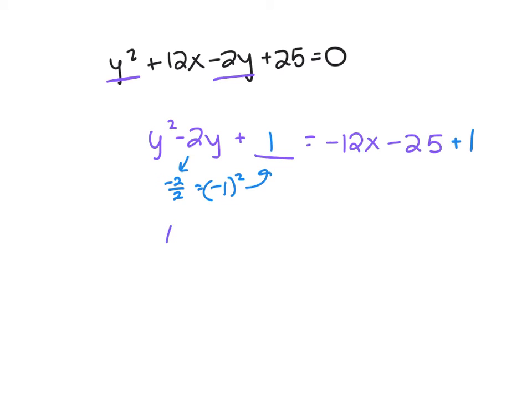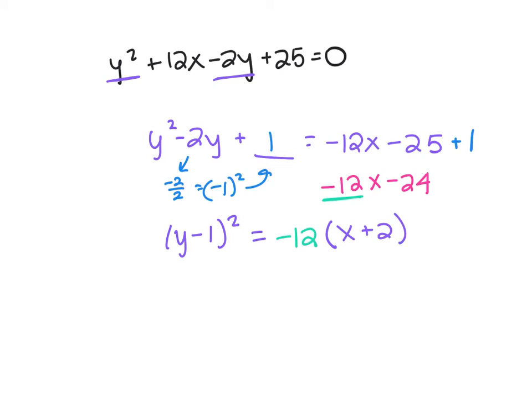So now we factor. This turns into y minus 1 squared. And then our other side, after we change that, that's going to turn to negative 12x minus 24. So now remember, we want to factor out the coefficient of x because we want to end up in parentheses without anything on it. So we take that negative 12 out, but then we have to take that out of everything, so we're left with a positive x. Negative 24 divided by negative 12 turns into a plus 2.